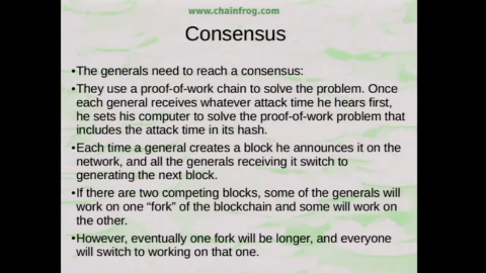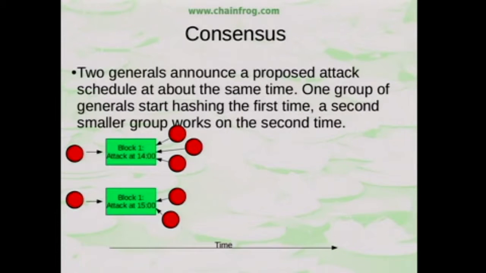And if there are two competing blocks, because two times have been announced, then some of the generals will be working on one fork of the blockchain, and some will be working on the other. However, at a certain point, one branch of the fork will be longer than the other, and everybody will see that and go, "Oh, I'll work on that one instead." And I've got some diagrams to illustrate that.